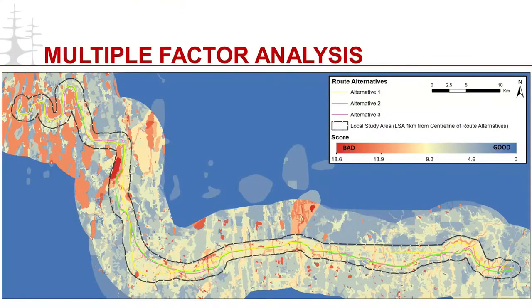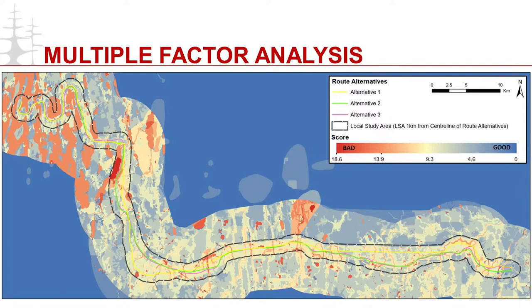And we'll move on now to our next slide to illustrate this multiple factor analysis. If we can move to the next slide. Okay, here we go. This makes it much easier to explain. You can see on the screen that worm-like shape. The larger worm is the preferred corridor. You have a local study area, and then you have a broader study area. Within that local study area, you have three alternatives in three different colors.